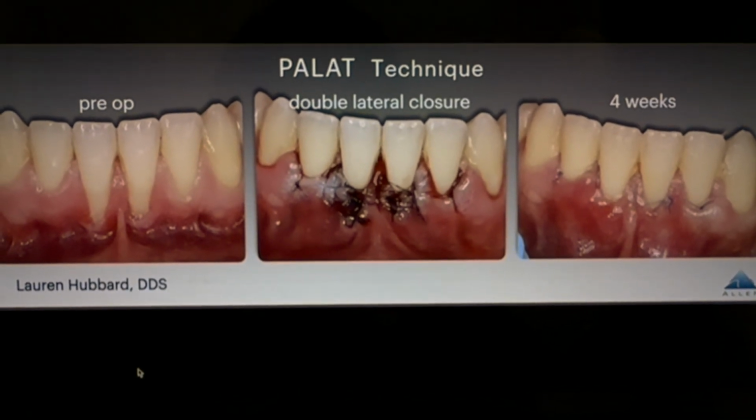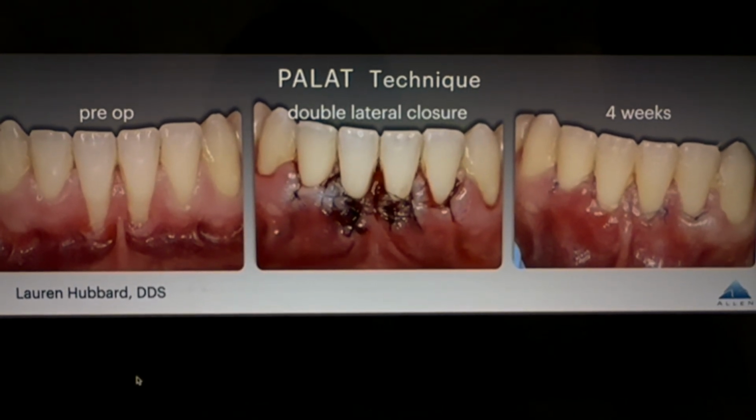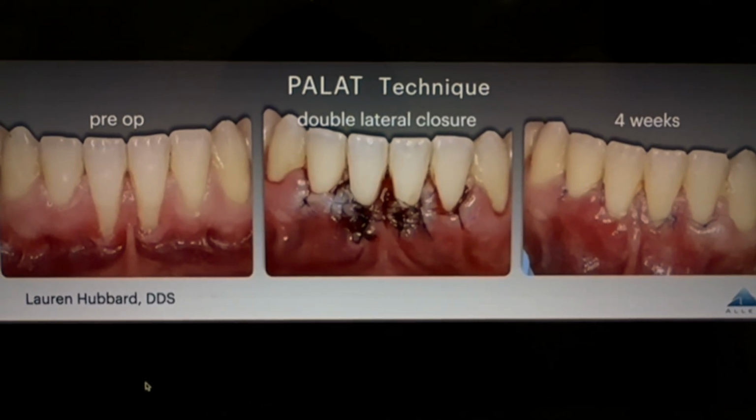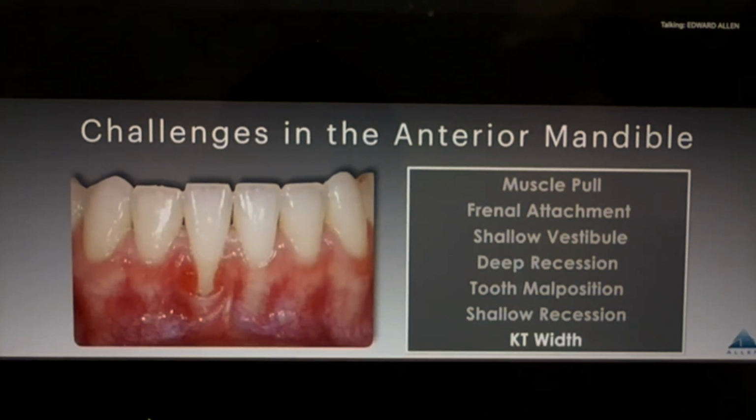So this is not a procedure that only someone who has some sort of special talent can do. It's learning the steps and performing them carefully. You'll get a good outcome.